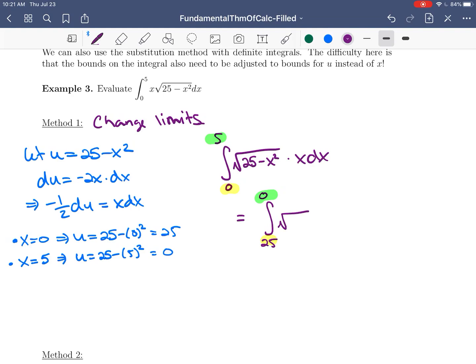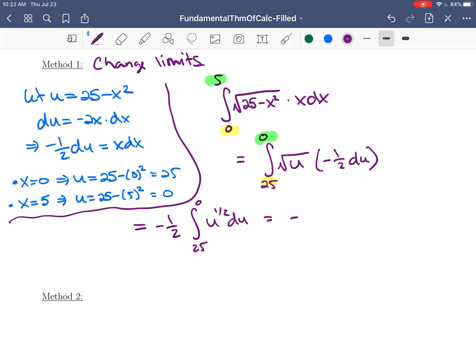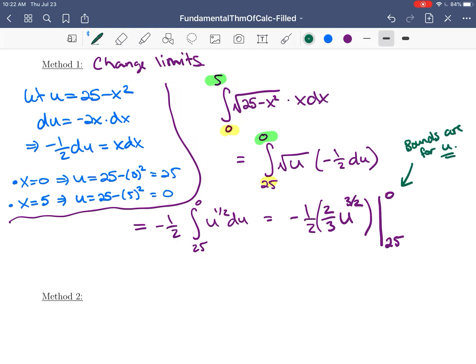And then the square root becomes square root of u, and x dx is negative 1/2 du. Now I can compute the integral. I can bring the negative 1/2 out. It's going to be u to the 1/2 du. So that's negative 1/2 times u to the 3/2, which comes with a 2/3, so I need to multiply by 2/3. And here's why I like this method better. I don't have to switch back to x because these bounds are for u. They're already in u.